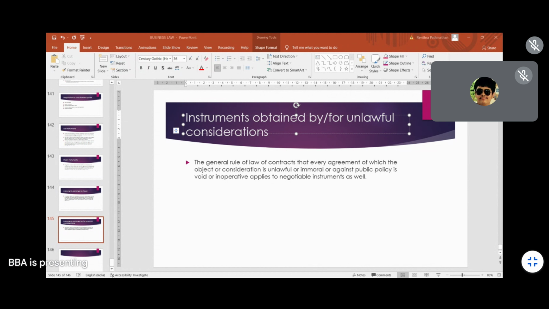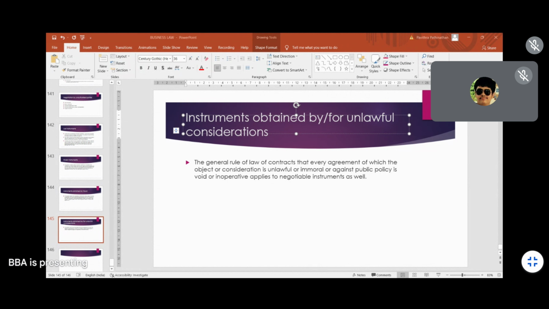Similarly, if the consideration is not proper, what are you going to give in return for the object, what are you going to give in consideration, if that is not right, the contract will be void. So this stands true for negotiable instruments as well. If the object or consideration of a negotiable instrument is unlawful, then the instrument will be void. Okay, you cannot use the instrument at all.